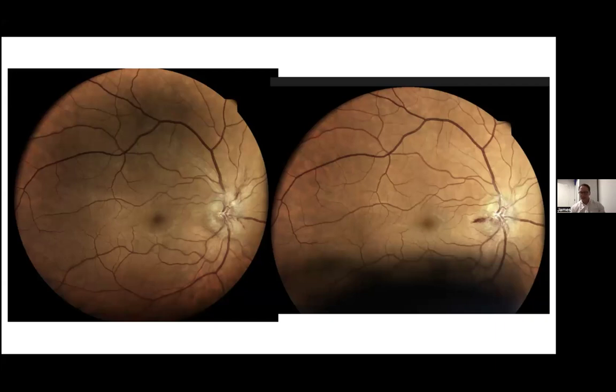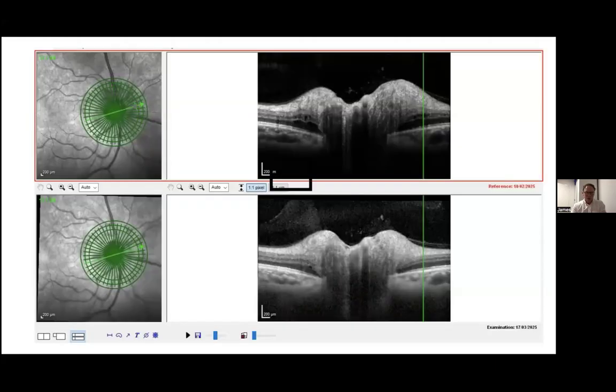These images, the first one on the left, are from his initial presentation, and the one on the right is from his subsequent follow-up at 1 month. We can see there is a new temporal disc hemorrhage, but importantly, his degree of optic disc swelling has improved. On these BMO analysis scans, we can see the difference between his initial scan from first presentation and the follow-up at the bottom of the screen, with improvement in his optic disc swelling.